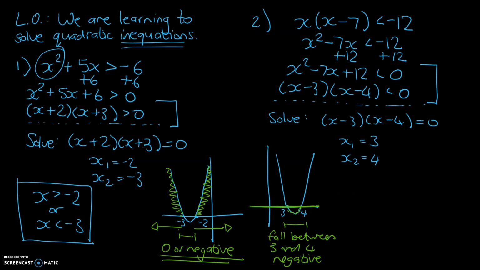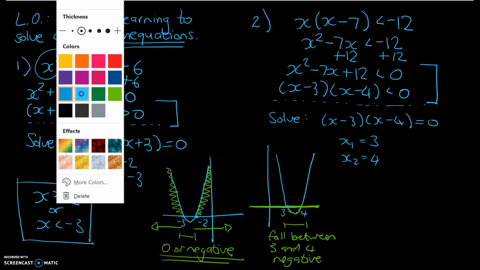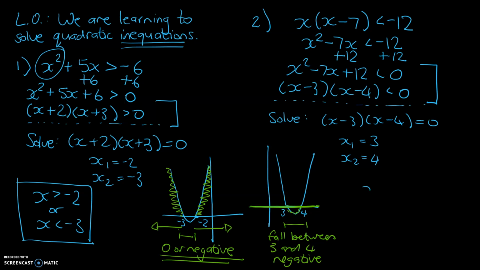So that means if we think of our inequation, values that are below 4, they are going to be negative. And values above 3 are also going to be. And we're going to put that into one statement. So x must be between 3 and 4 for there to be a negative value. And I'll just box that, that's our final answer there.